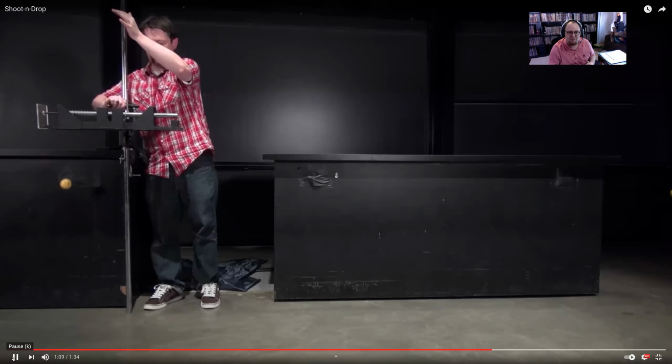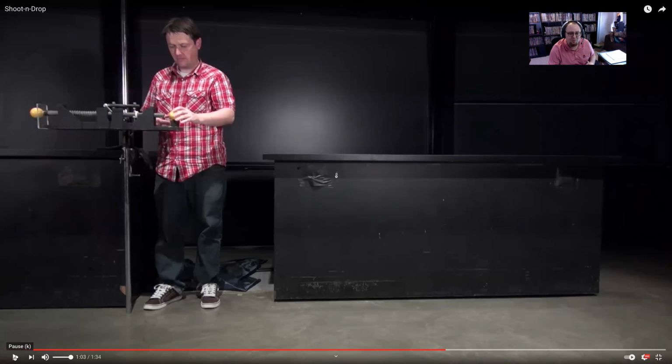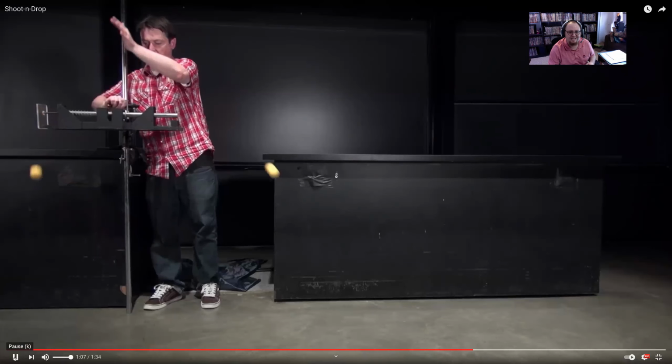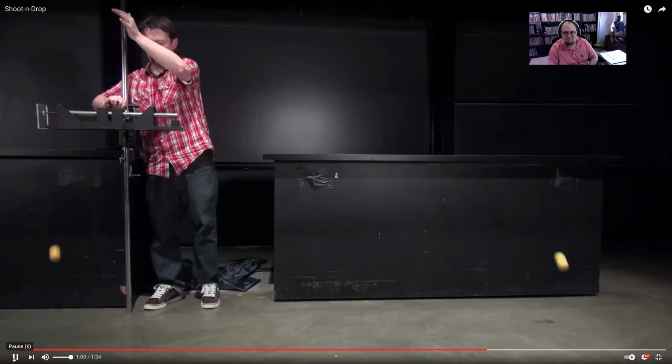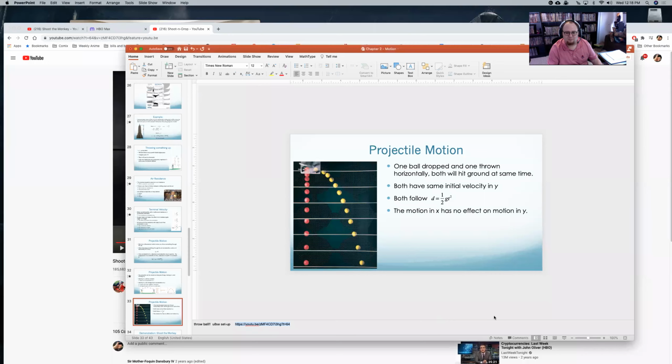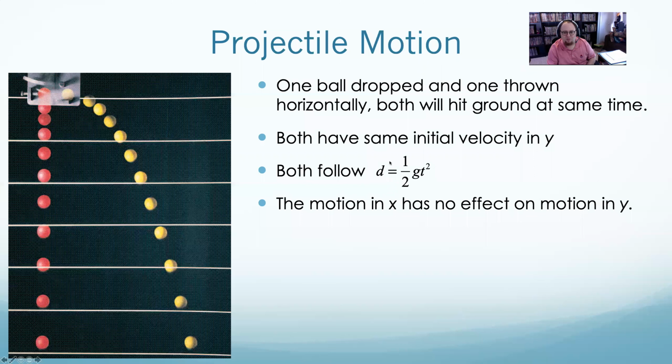they hit the ground at the exact same time. They hit the ground at the exact same time because they both have the same acceleration in y. The acceleration in y is identical for both of these. They both will follow a distance d equals 1/2 g t squared. And so there is some height above the ground, and they both hit the ground at the same time. Any questions there?